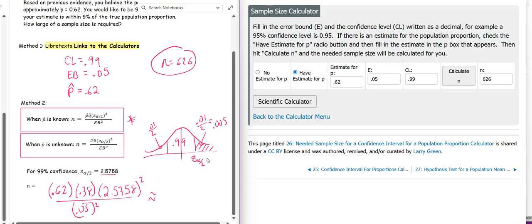When we put that into a calculator, we get 625.25. And for sample size, we always round up, so we would take 626 as our sample size. And that's it.